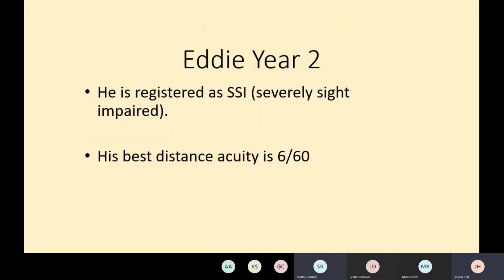Next. So Eddie has been registered as severely sight impaired by his consultant at Moorfields Eye Hospital, and in the optimum clinical conditions that they tested him, his best distance acuity was 6/60. This means he needs to be 10 times closer than his normally sighted peers to get a similar view. If there's glare in the classroom, as there often is, that vision will reduce further, and certainly outdoors.